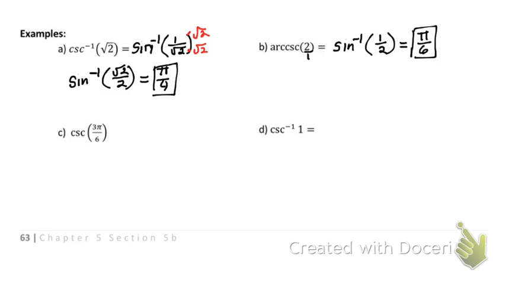All right, cosecant of 3 pi over 6. The first thing I realize is, well, 3 pi over 6 isn't even simplified. So I'm looking for the cosecant of pi over 2. The next thing I'm going to recognize is the fact that there is no inverse. We're actually looking for the cosecant of pi over 2.